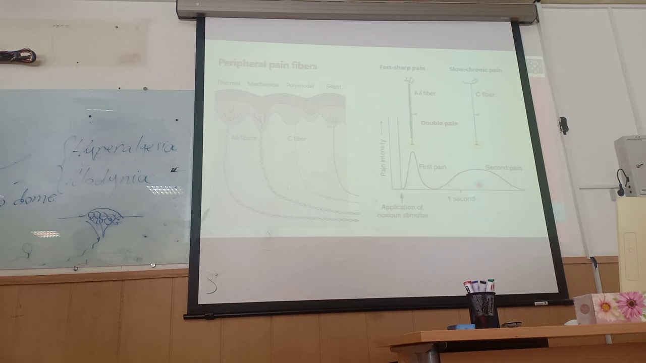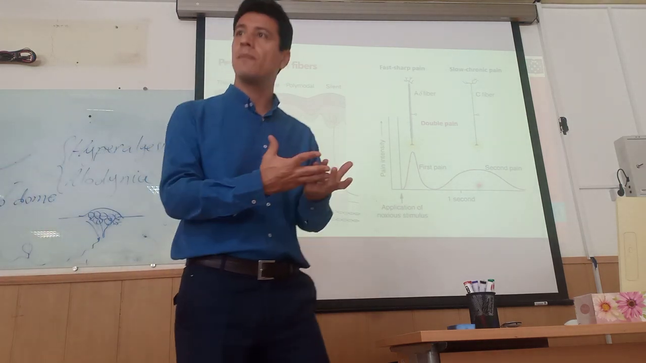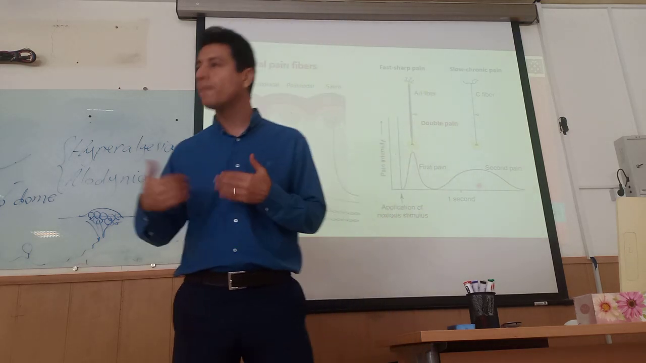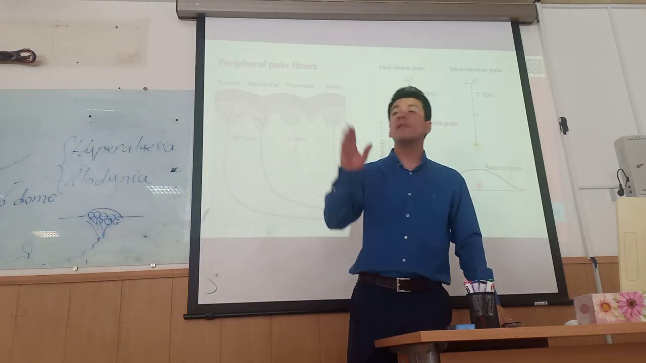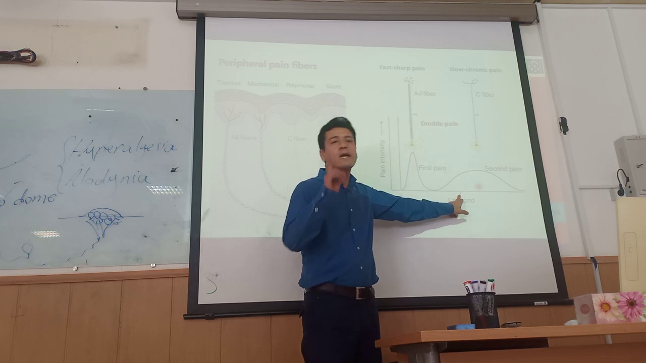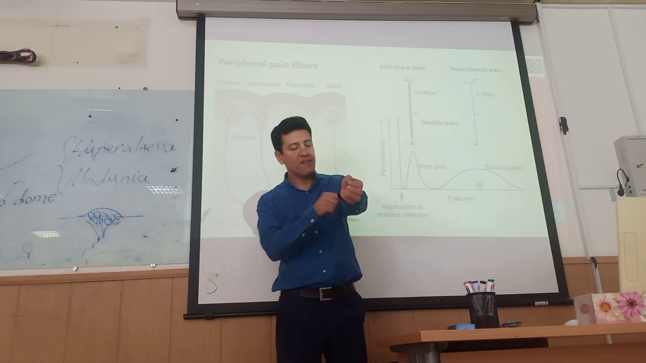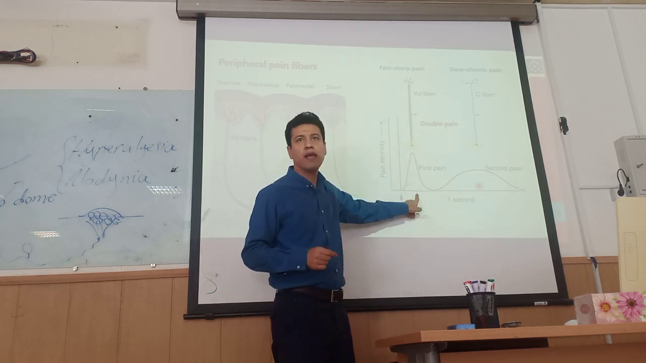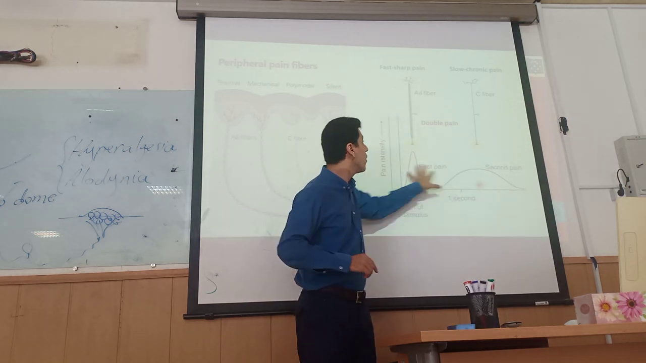So that's why we have two different types of pain: fast sharp pain and slow chronic pain. Fast sharp pain is transmitted through A delta fibers, but slow chronic pain is transmitted through C fibers. Slow pain is felt after 1 second of a stimulation. So when you have a pinprick, at first you feel the first pain, and after 1 second you feel the second pain. We call this double pain.